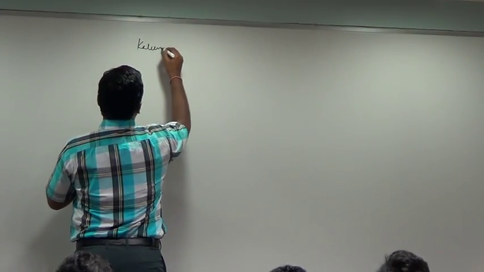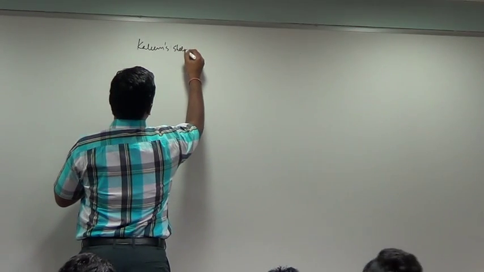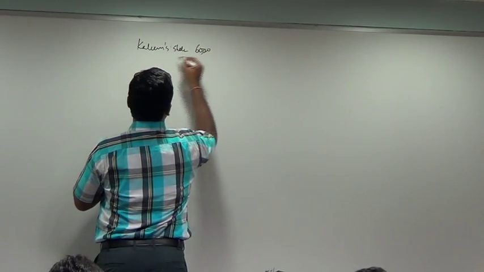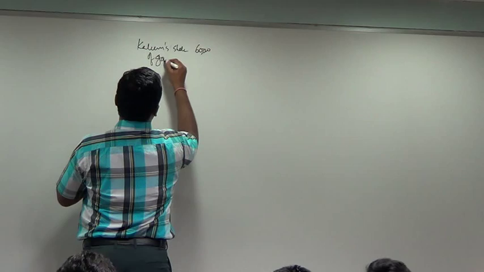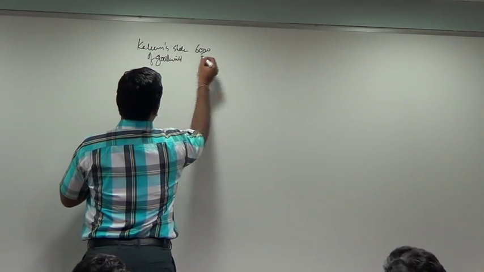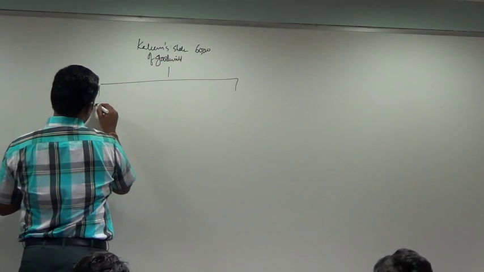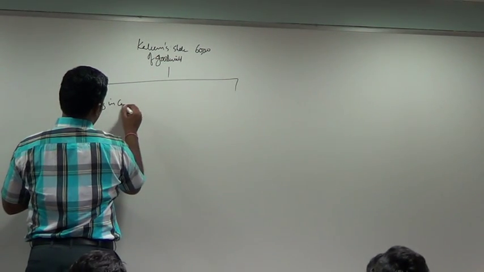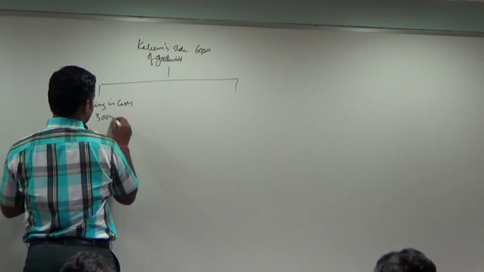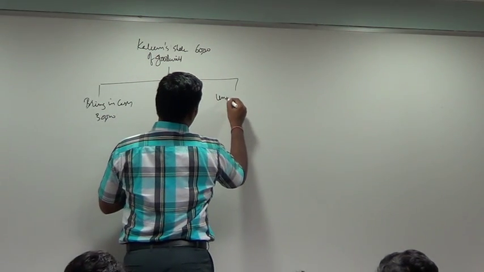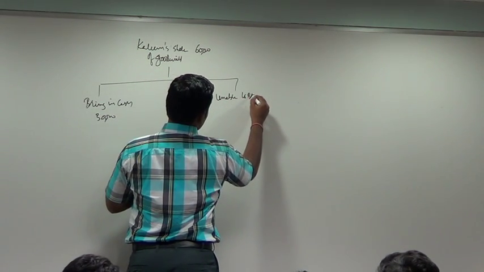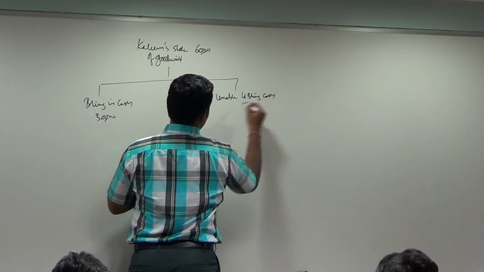Kareem's share in goodwill, 60,000. Okay, he has to bring 60,000, but what is he doing? Brings in cash 30,000. Unable to bring cash 30,000.